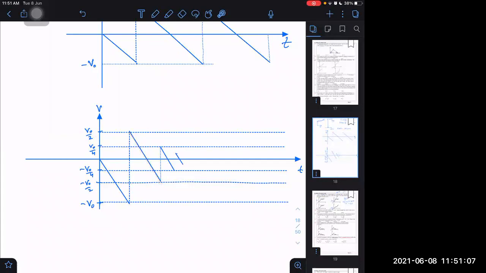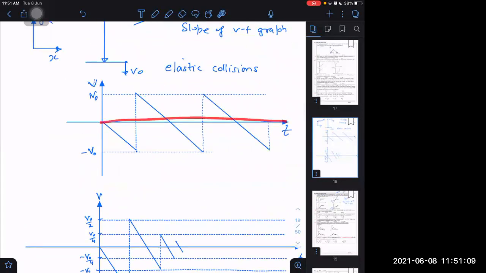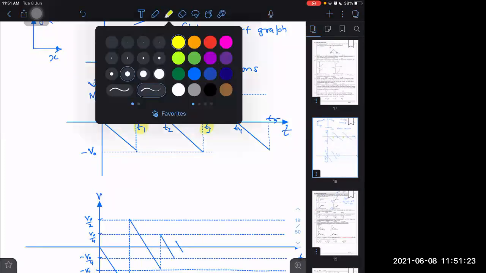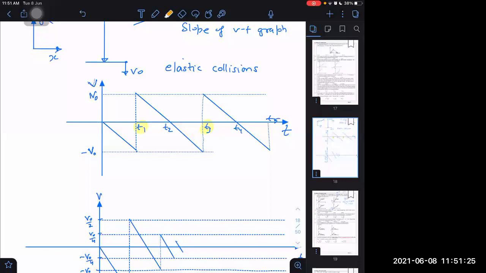Where does it attain the maximum height in these graphs? Let us say this time is T1, this is T2, this is T3, this is T4, and this is T5. These odd number times are times of collisions, and the times when the maximum height is attained are the even numbered ones. You notice at maximum height the velocity will be 0.